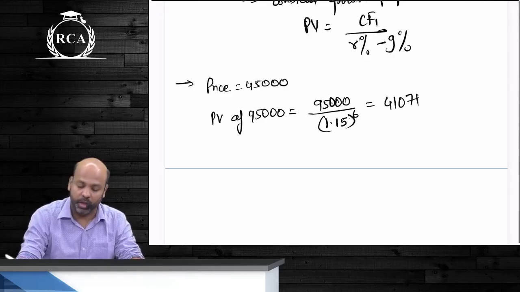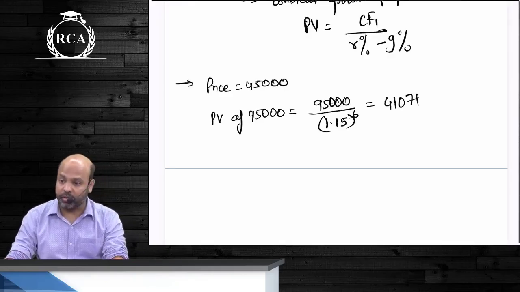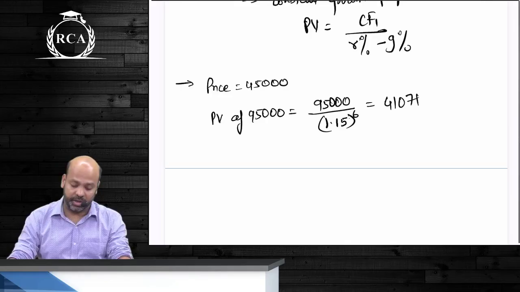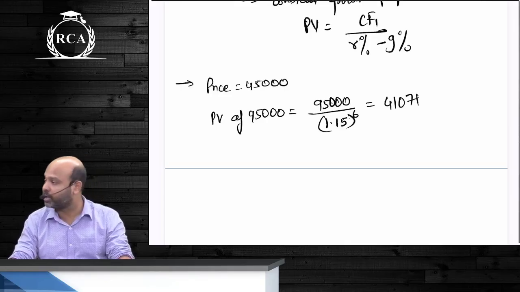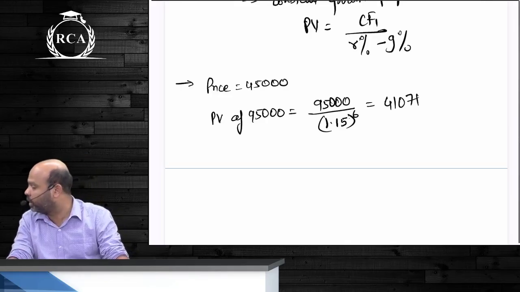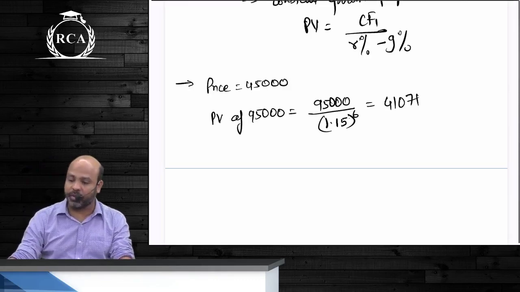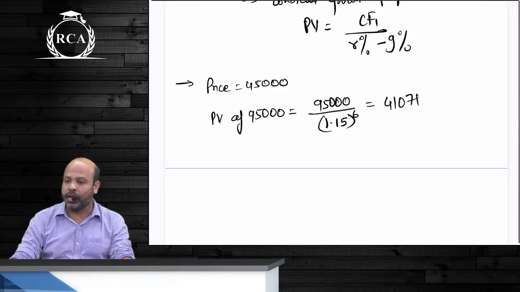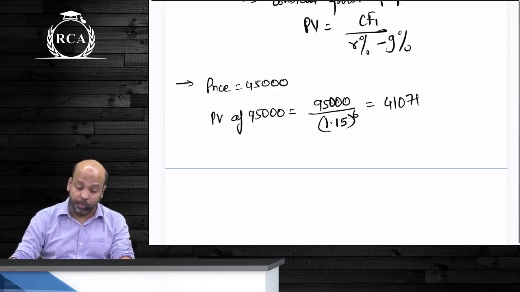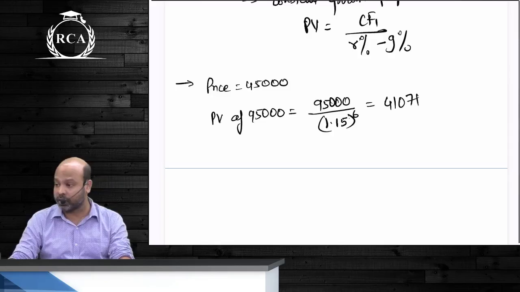41,071. That means normally in order to receive 95,000 rupees beta at a rate of 15%, you will be willing to pay an amount of only 41,000. But this particular investment, is it available at a lesser price or a higher price? It is overvalued. We should not be buying it. In other words, if you buy this instrument at a price of 45,000, you will not be generating a return of 15%. You will be generating a lesser return.